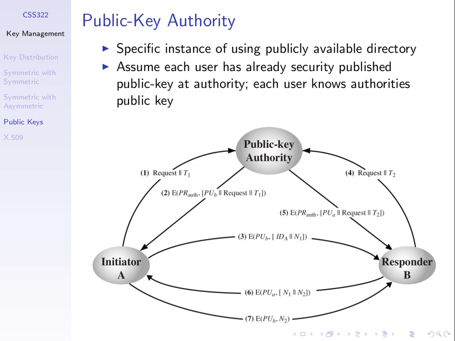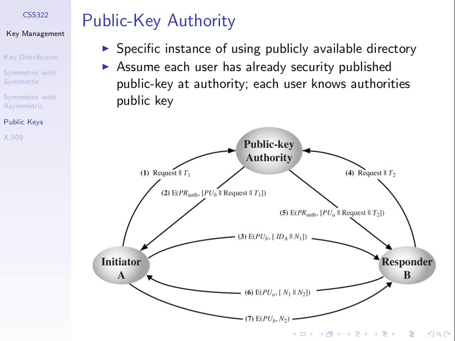When A receives message 2, they verify the signature. How do they verify it? How does user A verify the message 2? Using the public key of the authority. Good. Because it's encrypted with the private key of the authority, that is, signed by the authority, when we receive it, we decrypt. So A decrypts using the public key of the authority, which they already have and they trust.